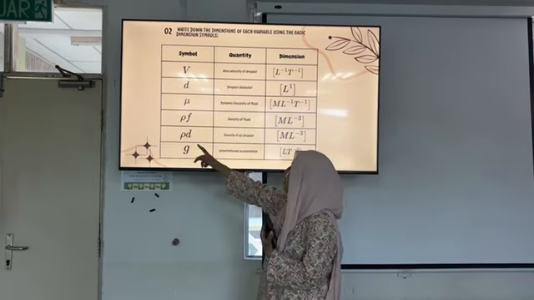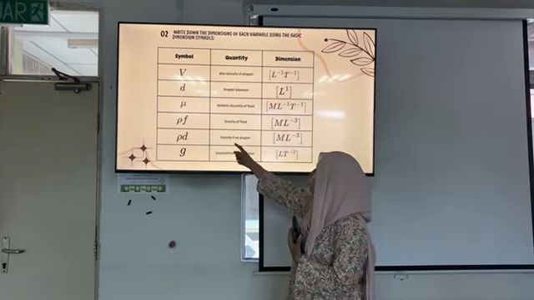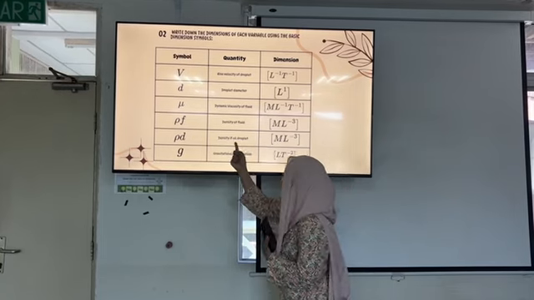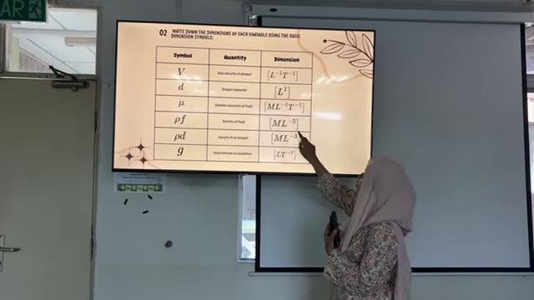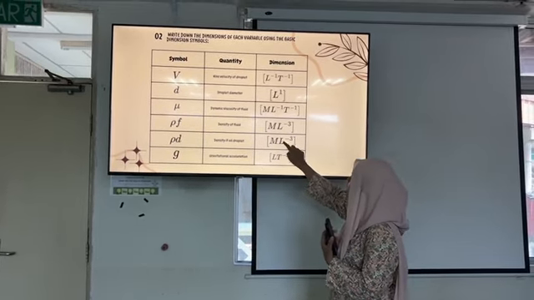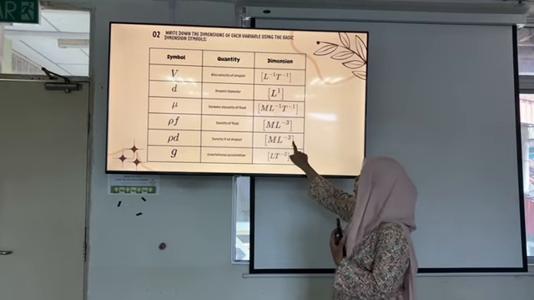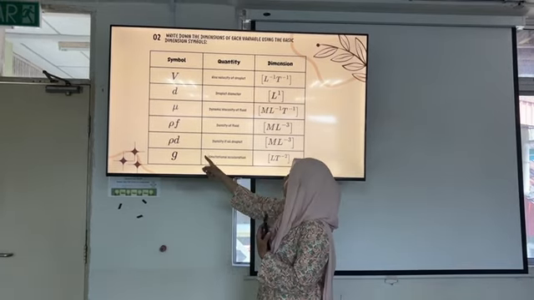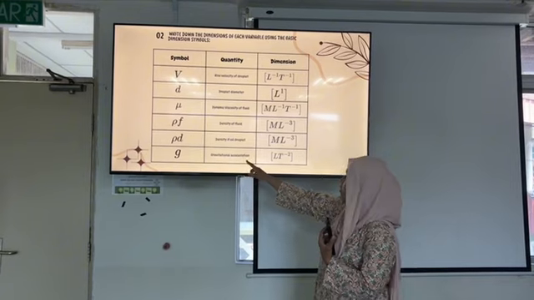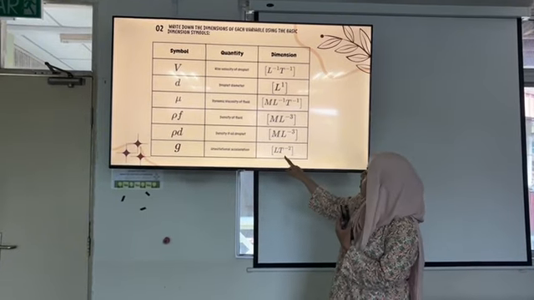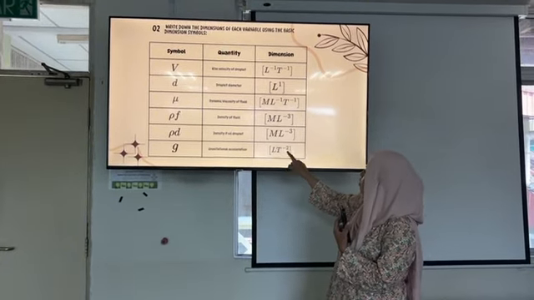And next, rho d represents the density of the oil droplet, and its dimension is m to the power of 1 and l to the power of -3. And g represents the gravitational acceleration, and its dimension is l to the power of 1 and t to the power of -2.